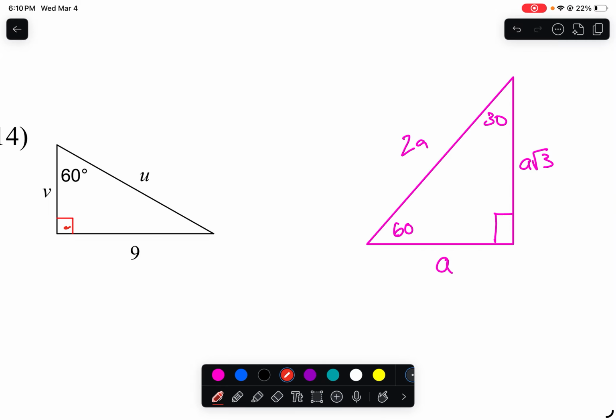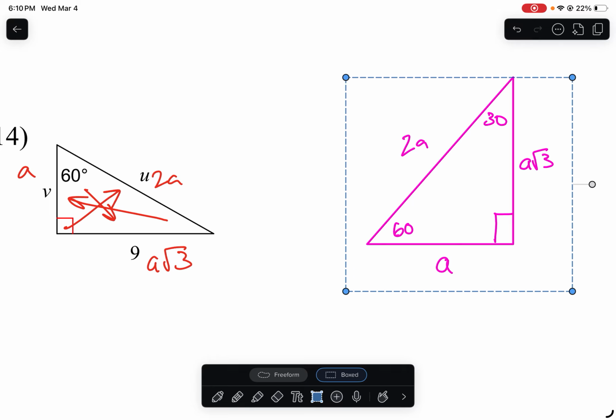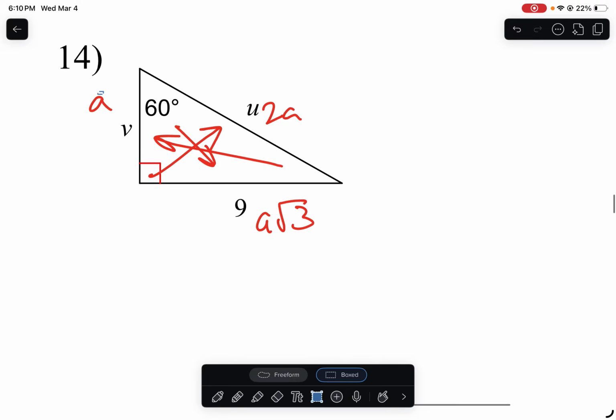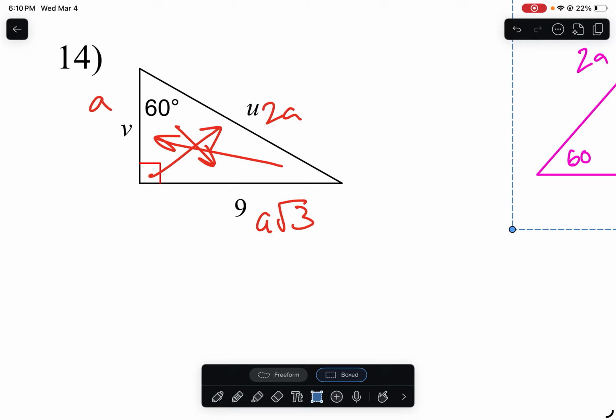All right, so let's see. We've got the side across from 90 is our 2a. The side across from 60 is our a root 3, and the side across from 30 is our a value. All right, so we look and we're like, okay, did they give me my a value? They did not, so I need to work to find my a.